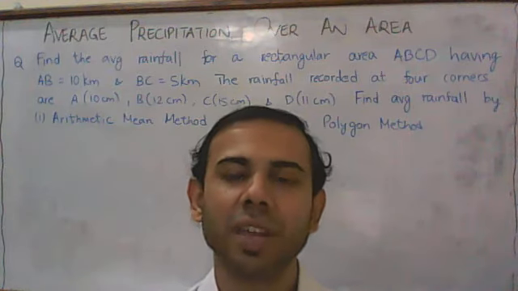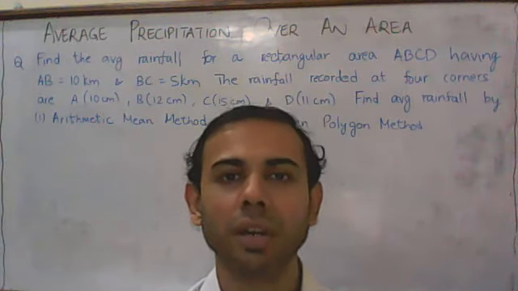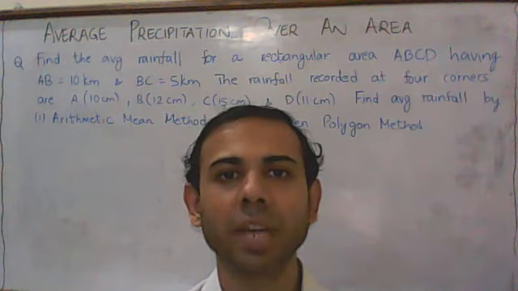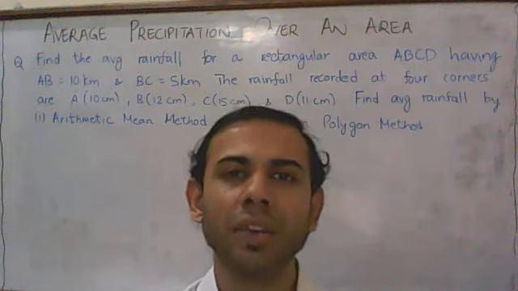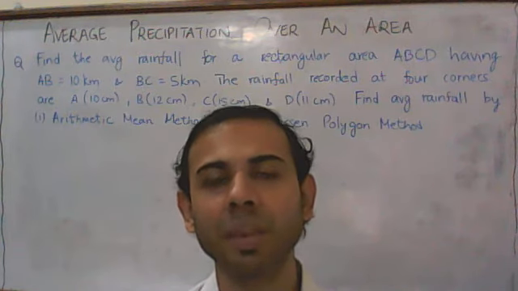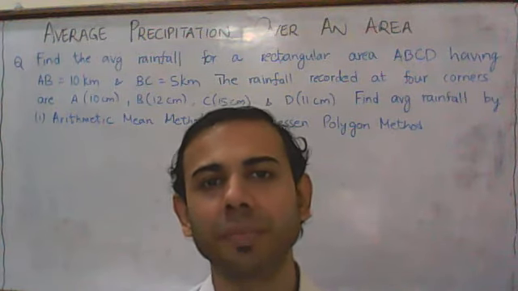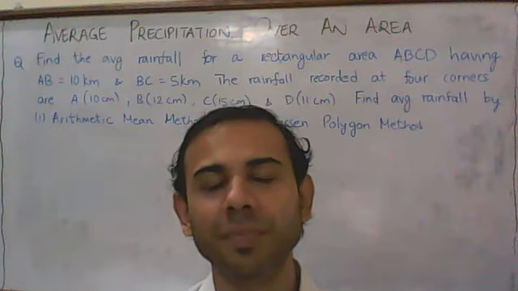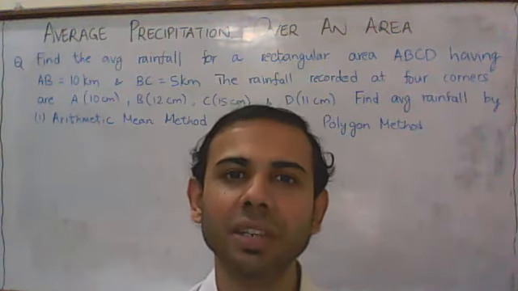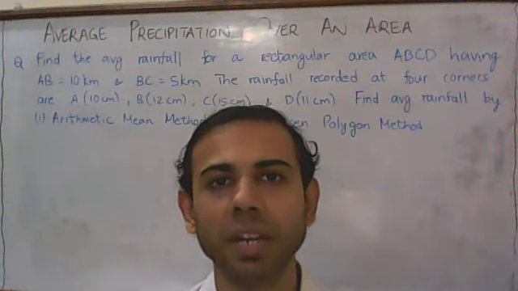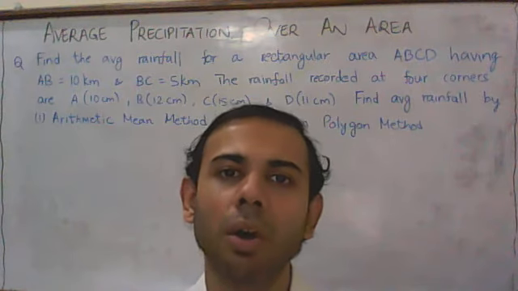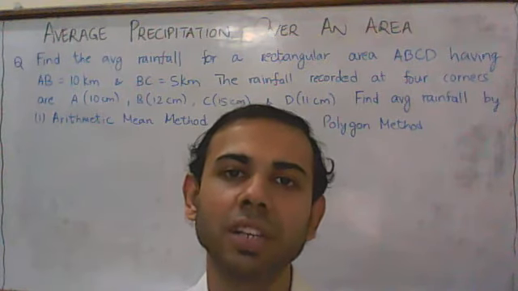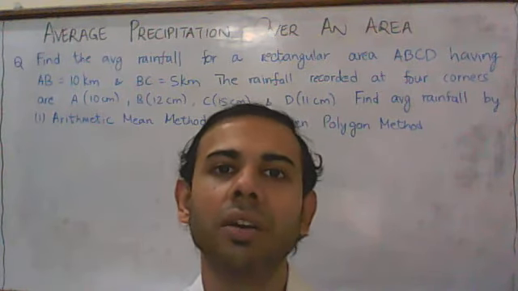In today's lecture, we are going to talk about the numericals about calculating or estimating the average precipitation over an area. We had learned that there are three methods to calculate the average precipitation. One is the arithmetic mean method, other is the Thiessen polygon method, and the third is the isohyetal method. So in today's class, we will be discussing all the three methods, and we will be doing numericals on these methods. Okay.